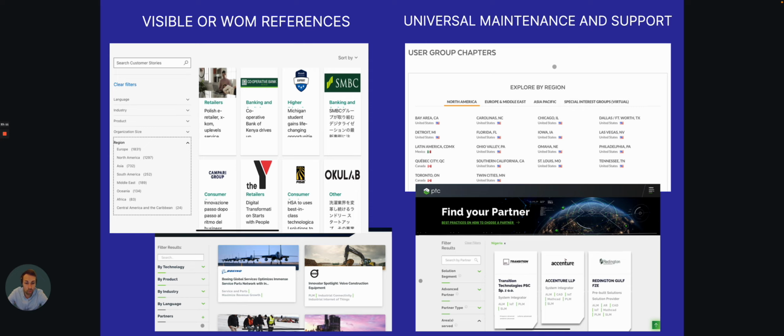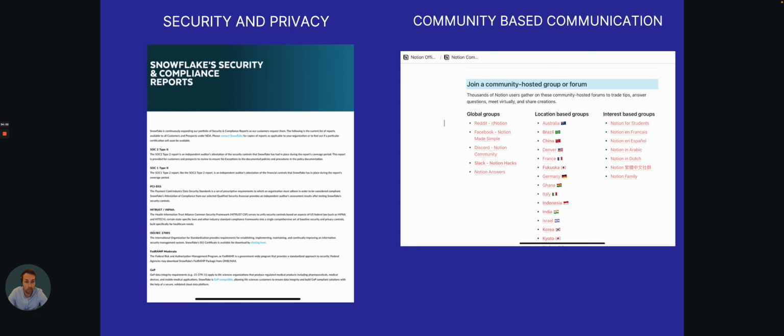Universal maintenance and support. So the guys of Snowflake have built this huge network of chapters in different regions, which is great to reduce the risk perception in terms of universal maintenance and support, because with these group chapters, first of all, the user and the potential technology adopter, your potential customer, can have unbiased communication. So that's one attribute, right? And the second attribute, they can feel safe because they have the support of other customers that are using Snowflake. And PTC is the same with universal maintenance and support. They have this huge network of partnerships, and you can search for partnerships in different regions and segments.